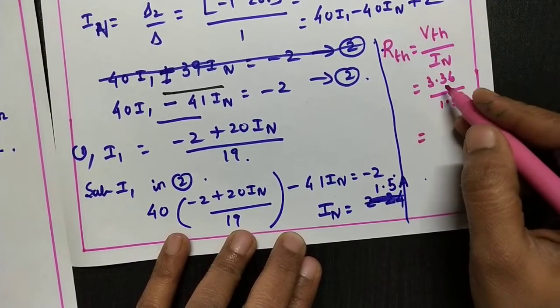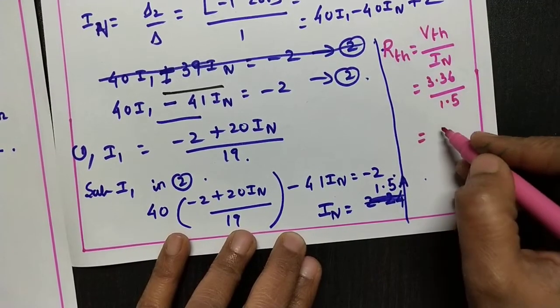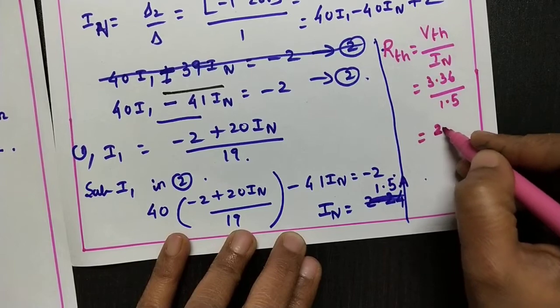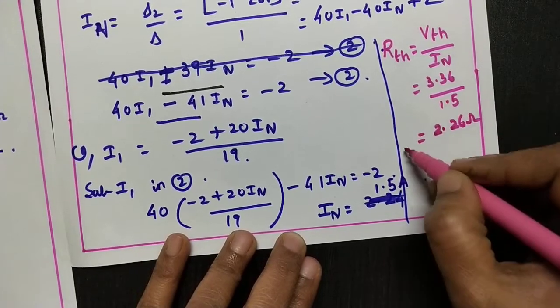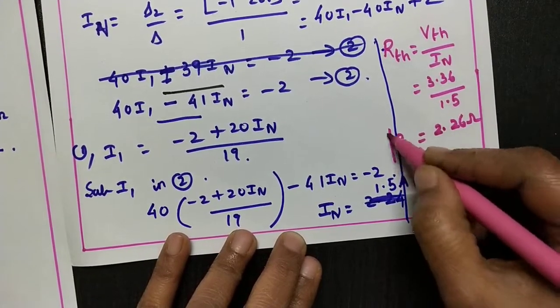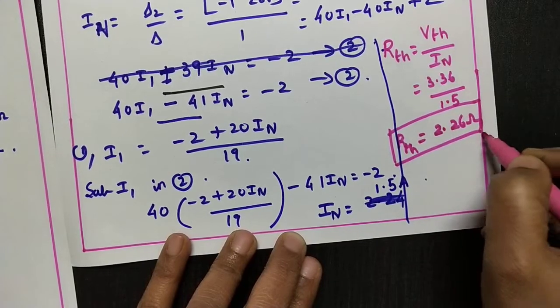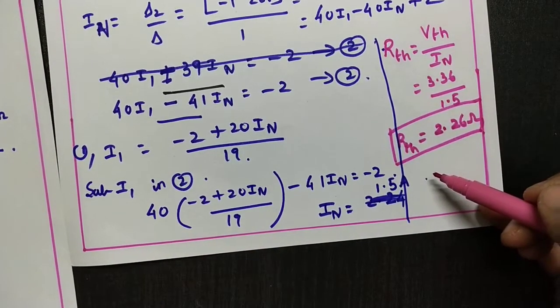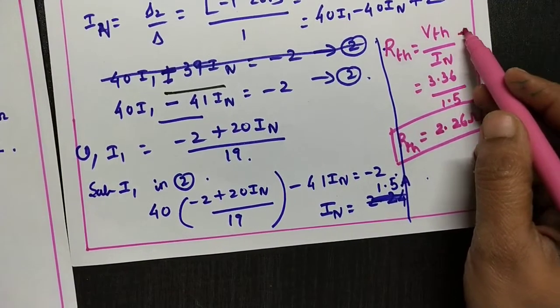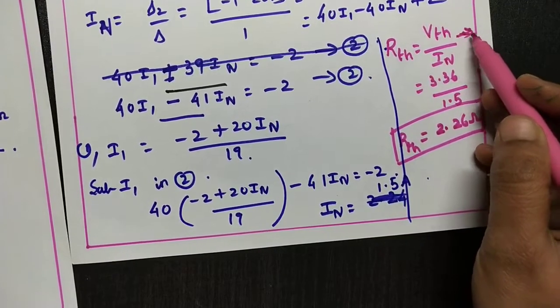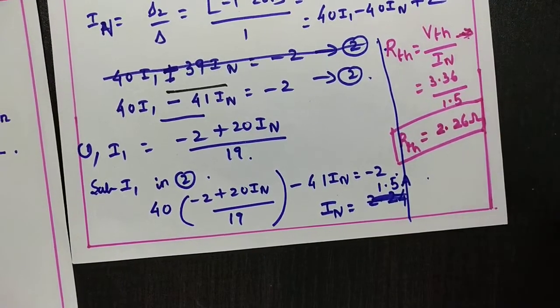That is nothing but 33.6 by 15, which is 2.24 ohms. RTH is 2.24 ohms. So we have to find Thevenin's resistance like this. This ratio is important for a circuit which contains a dependent source.